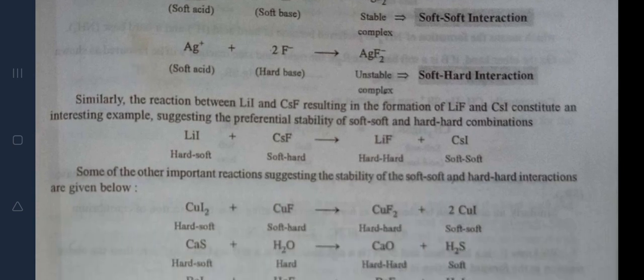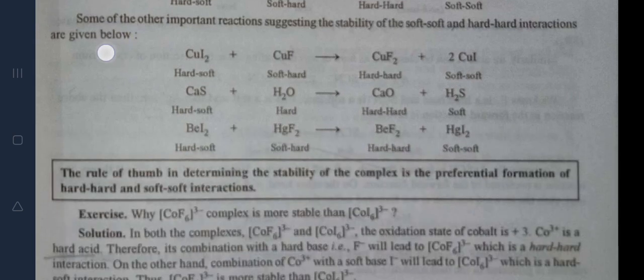Similarly, the reaction between LiI and CsF resulting in the formation of LiF and CsI constitutes an interesting example suggesting the preferential stability of the soft-soft and hard-hard combination. LiI is considered as hard-soft and CsF as soft-hard, which gives LiF, hard-hard, and CsI, soft-soft.